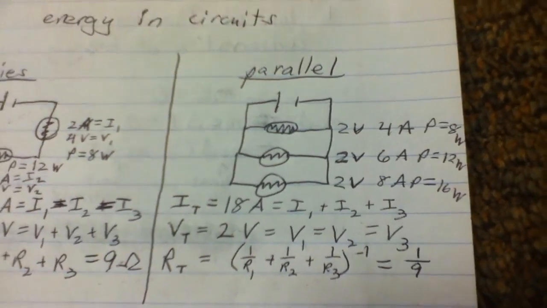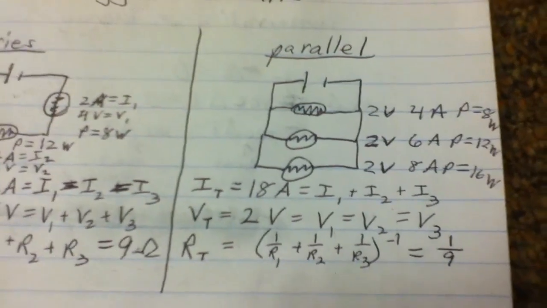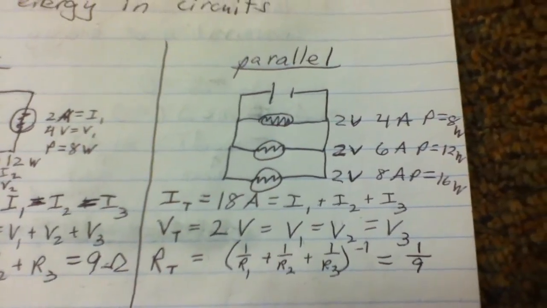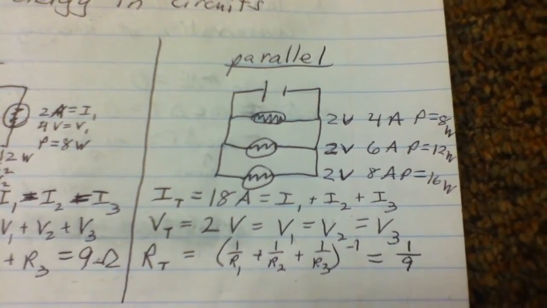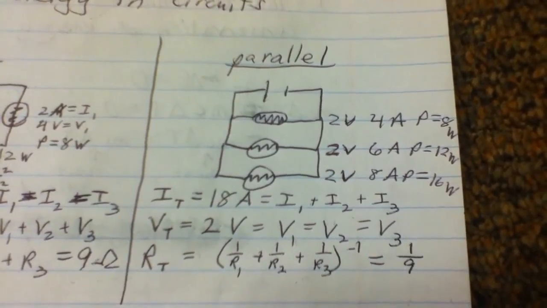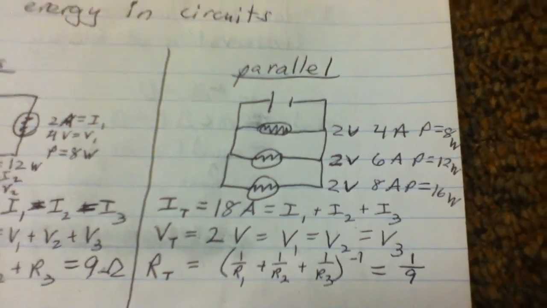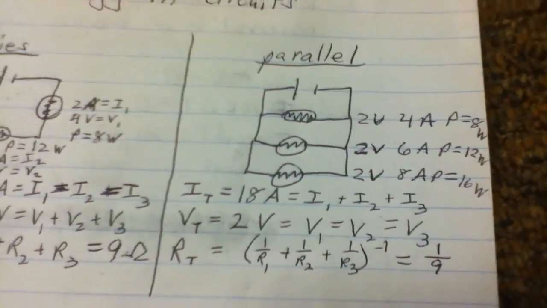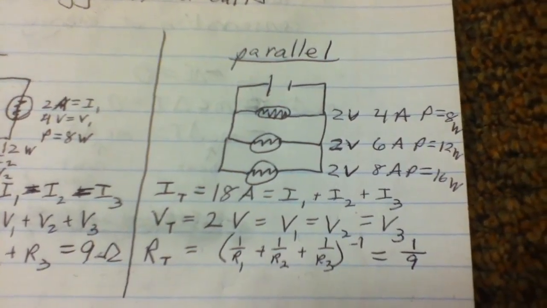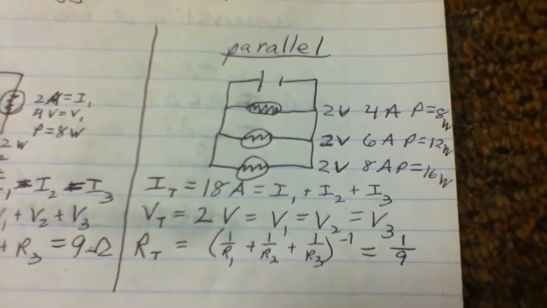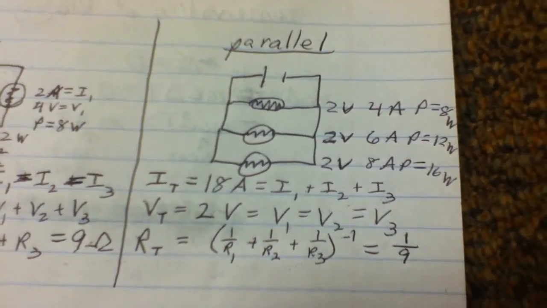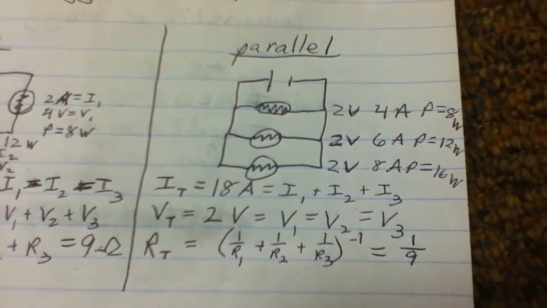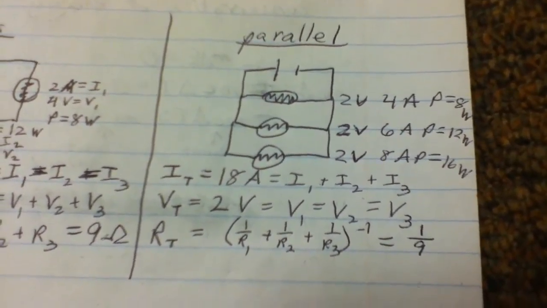Right, and then the resistance is a little bit trickier in a parallel circuit, and you have to do the inverse of the addition of the reciprocals. So since the resistances are 1/2, 1/3, and 1/4, you would take the reciprocals of that, 2, 3, and 4, to get 9, and then do the inverse of that, which would be 1/9.